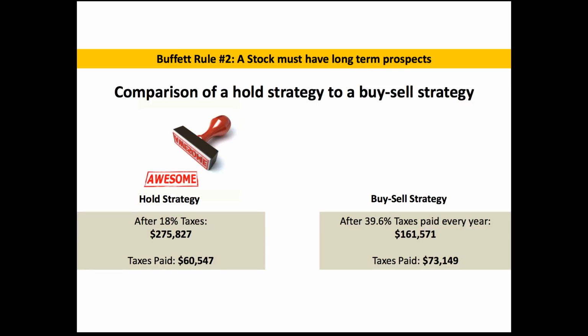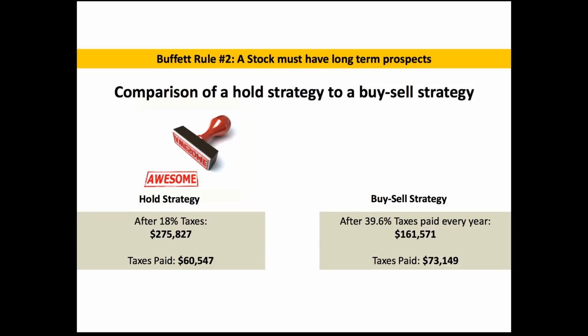The irony that I see is that when you look at the taxes that are paid, the taxes that the person paid were actually very similar, but the amount that you have in your bank account is drastically different. So this is Warren Buffett's second rule, that a stock must have long-term prospects. The reason that he likes the stock to have a long-term prospect is because he doesn't have to pay as much in his taxes. He's avoiding paying that enormous capital gains tax by not trading it every other month or every few years.